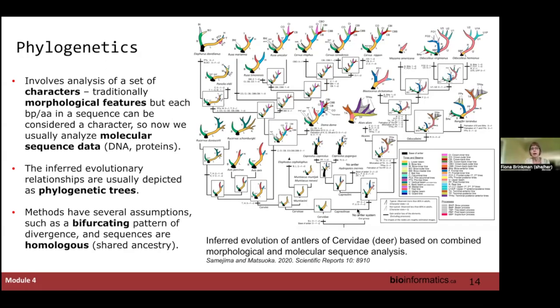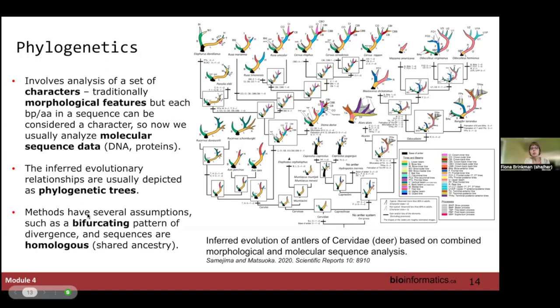I want to say, though, don't discount the value of other features. It's not always about DNA. Here's an analysis of the evolution of antlers that uses a combination of sequence and morphological features. There's your classic moose antler, just to be a little bit Canadian here. But anyways, the point is that you can get these inferred evolutionary relationships, and they're usually depicted as phylogenetic trees. Note the word inferred. We're always trying to imply what we think is going on.